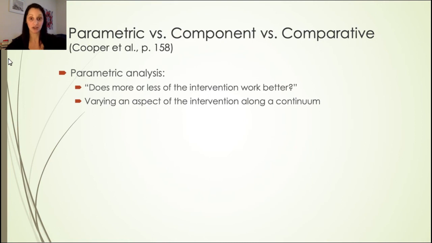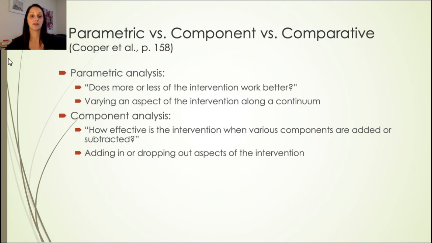So the parametric analysis, that's the one we just talked about. So from the Cooper et al. text, does more or less of the intervention work better? So again, you're varying an aspect of the intervention along a continuum. So our different delays. Compared and contrasted to the component analysis, which we did a video on a few weeks ago.